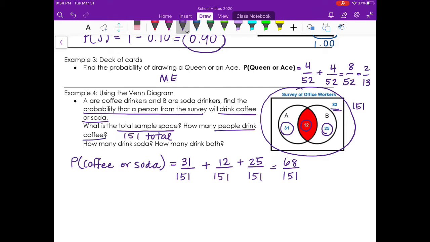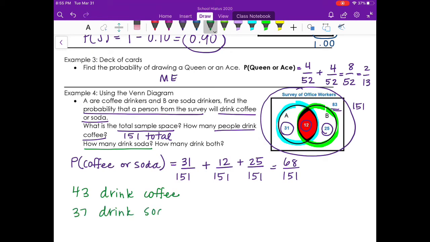Then it says how many people drink coffee. So the number of people who drink coffee, that's everybody in group A. So 31 plus 12, that's 43 people who drink coffee. This question says how many drink soda, and so that'll be all of the people in group B, which is 12 plus 25, so that's 37 people. And finally, how many drink both? We're looking at just the people in the overlap, so 12 people drink both.